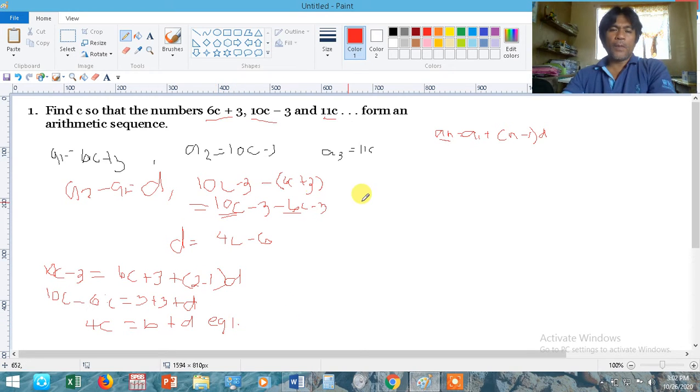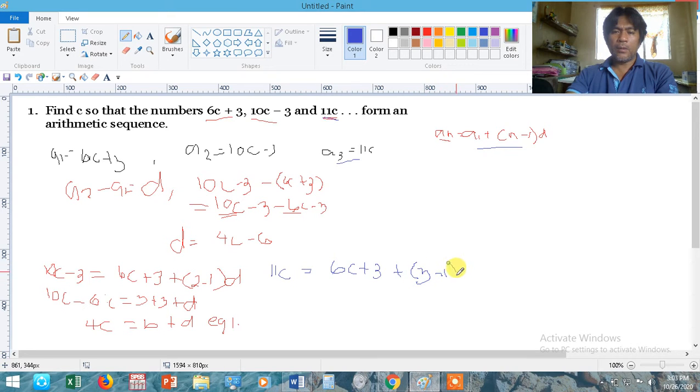Okay, so let's have equation number 2. We will use this information, which is term number 3. So what about if we have 11C equals the first term? Look at here, the first term is 6C plus 3, plus the quantity, since it is the third term, 3 minus 1, then times D.